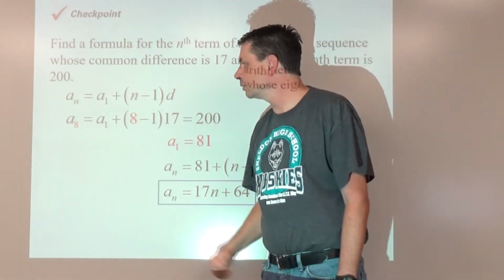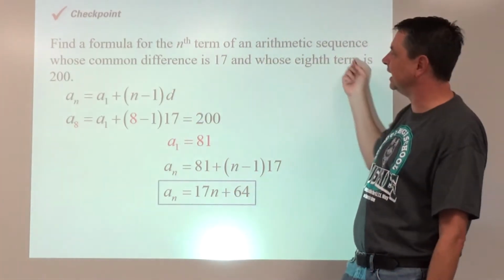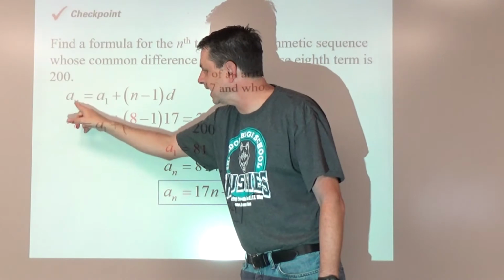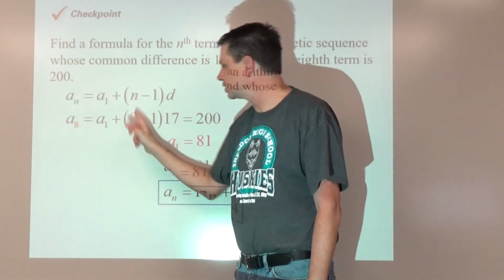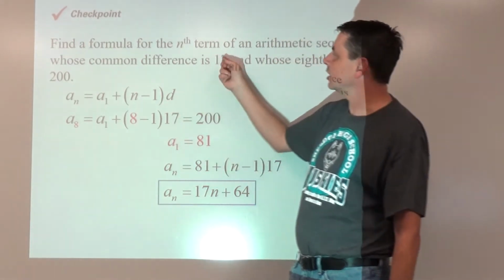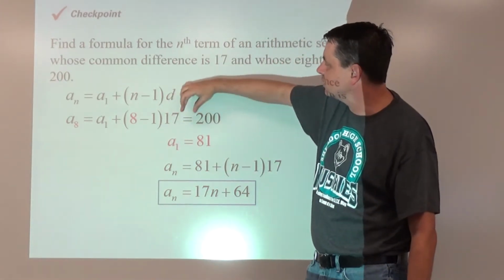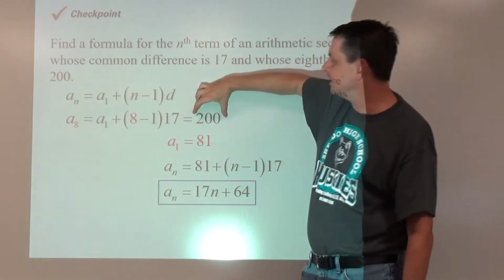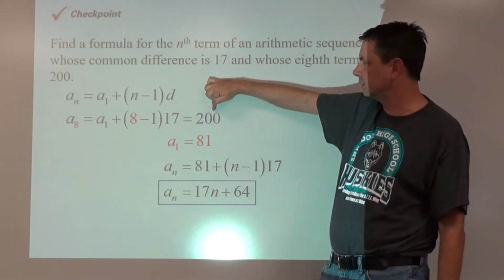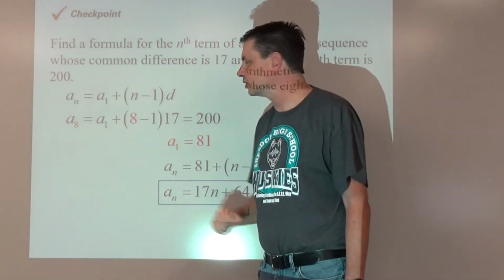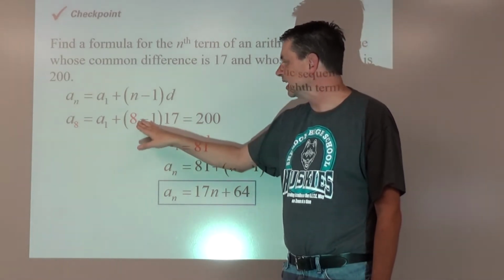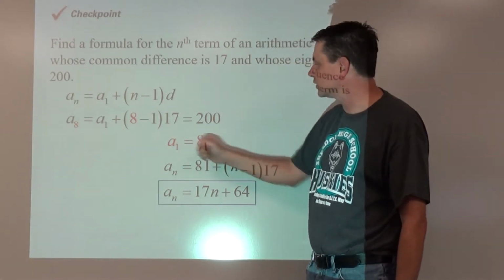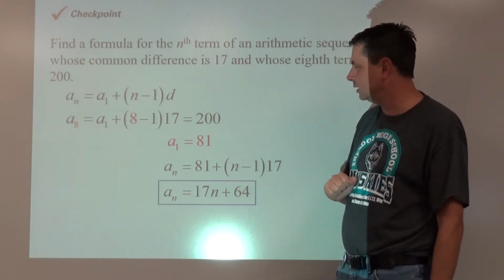So we're going to use the formula, and what we know is the eighth term. a sub 8 is a sub 1 plus 8, our position, minus 1, times the common difference, 17, and we know that that eighth term is supposed to be 200. This is going to allow us to solve for a sub 1. So 17 times 7, if we subtract that from both sides, we get a sub 1 is 81.